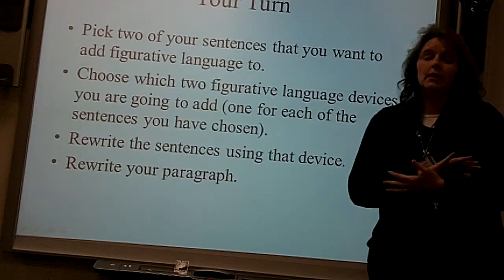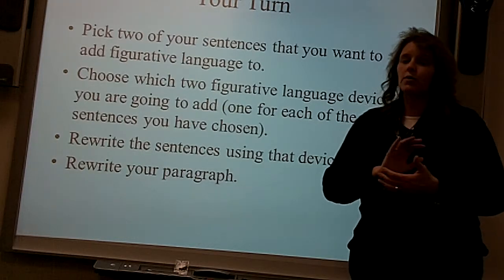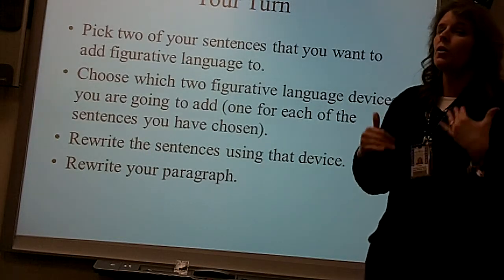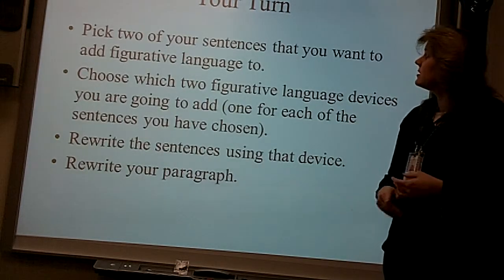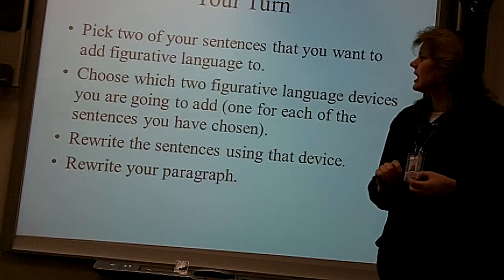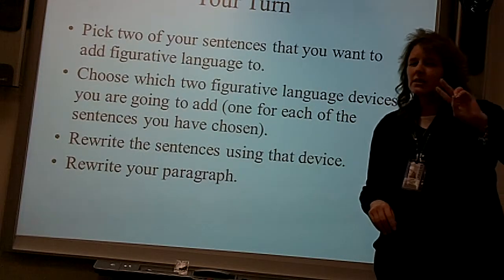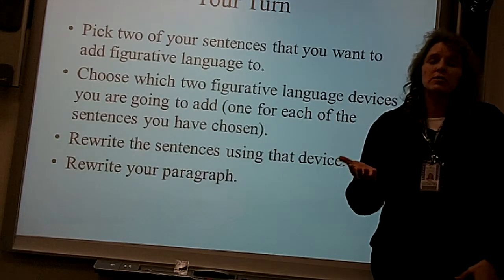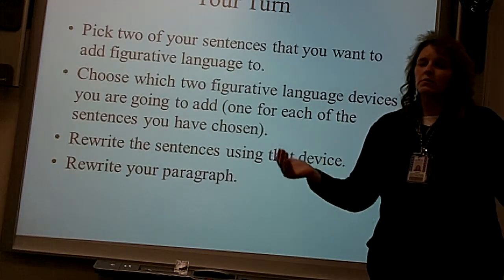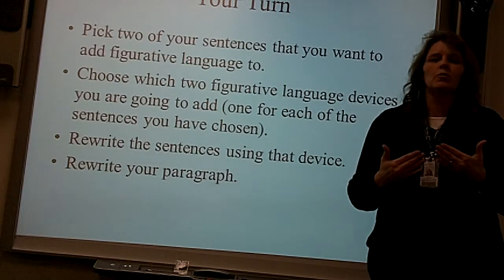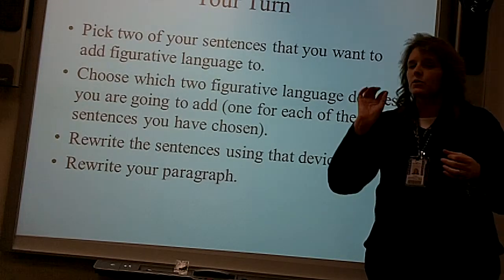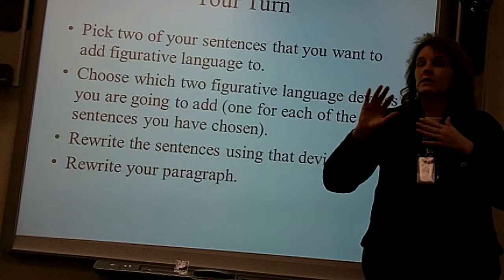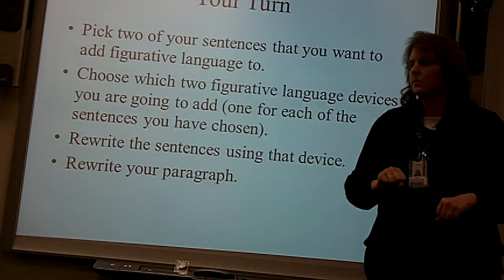So now it's your turn. You're going to redo your paragraph, adding the figurative language. It says, pick 2 of your sentences that you want to add figurative language to. Notice I only said 2 of your sentences, not the whole paragraph. And obviously don't use the introduction and the conclusion. We can put figurative language there, but that's not what we're working on. We're working on the details. So pick 2 of your detail sentences to add the figurative language to.